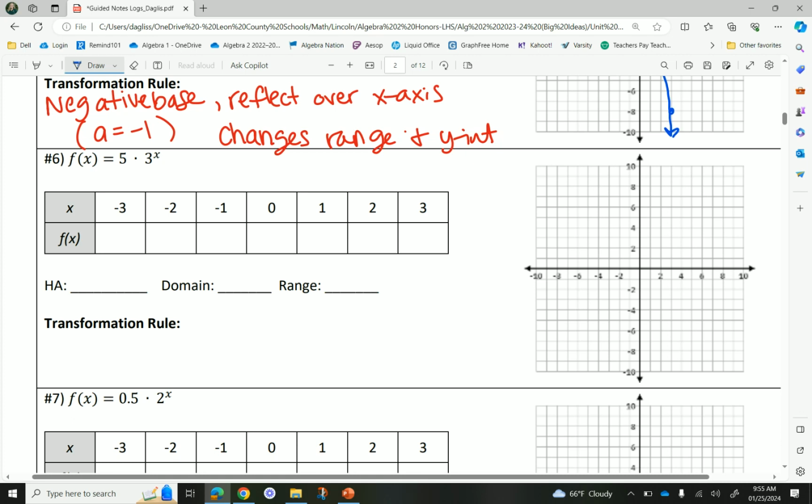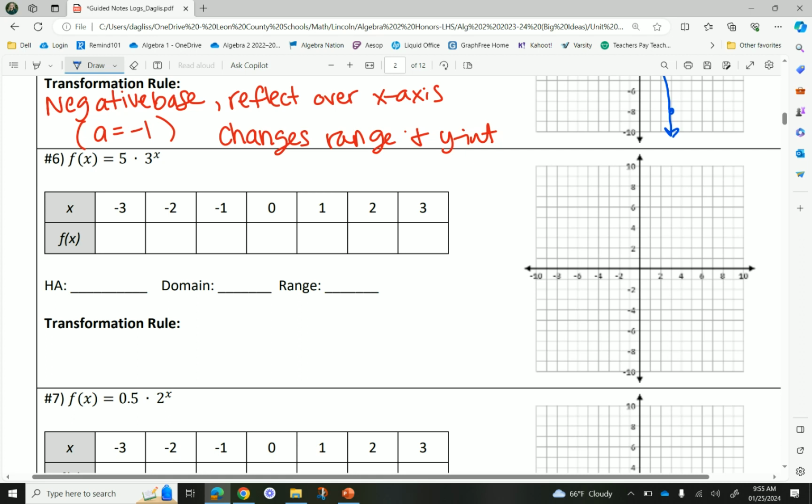All right, here we go. Two more. Speaking of an a value, these both have an a value. My first one has an a value of 5. Number 7 has an a value of 0.5. Let's see what happens when I have an a value that's a number that's not negative.